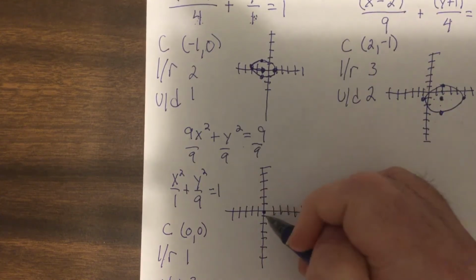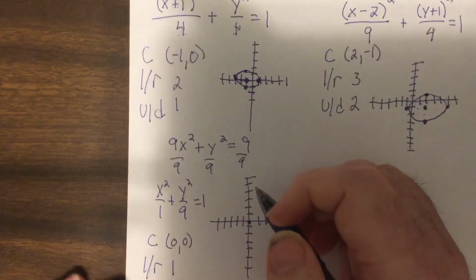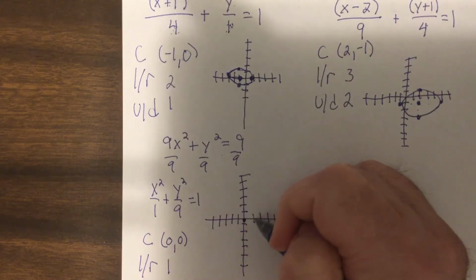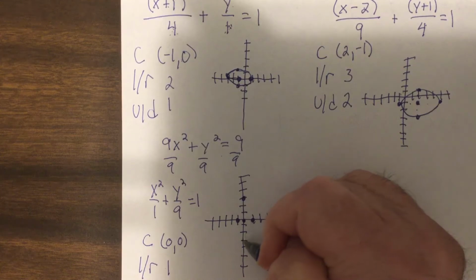So now technically you're not supposed to put the center because that's not on the ellipse. It's inside, but to me it's kind of weird if you don't. So left, right, 1, up, down, 3. Woohoo.